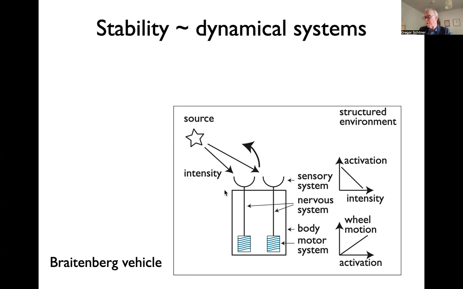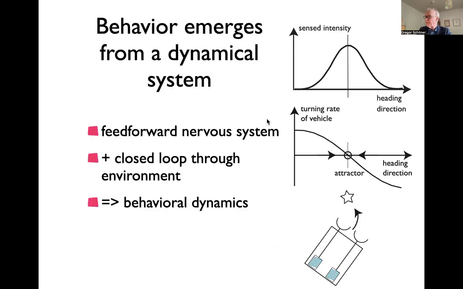If you analyze that mathematically, you find that this actually implies that there's a dynamical system there. For instance, if you model the sensed intensity as a function of heading, and you go through this feed-forward architecture, you find that in the end, as a function of your heading, the turning rate of the vehicle, which is a question of how different the turning rates of the two wheels are, is a negative function of heading direction.